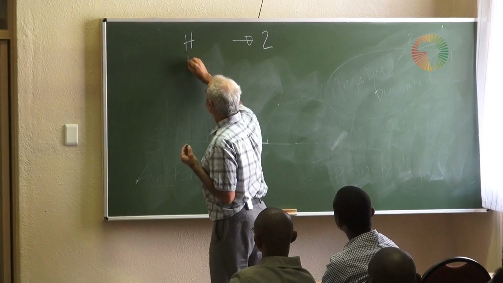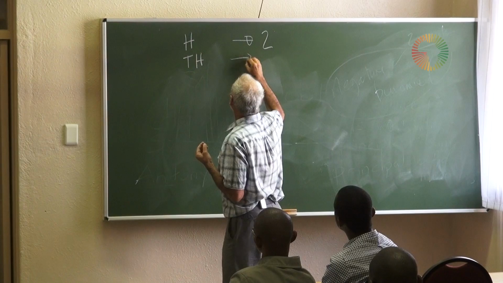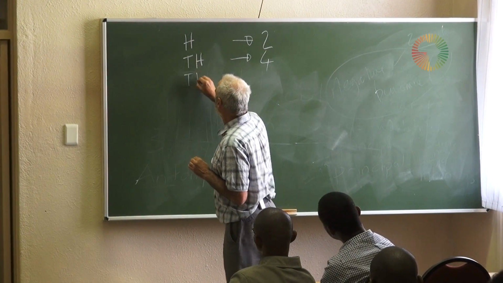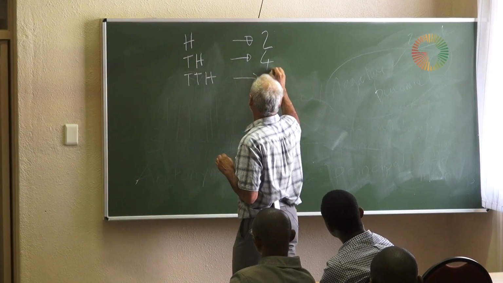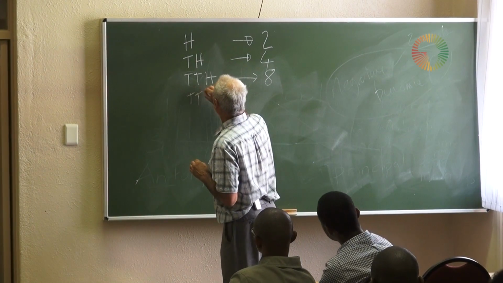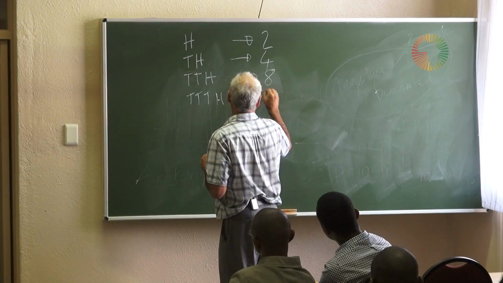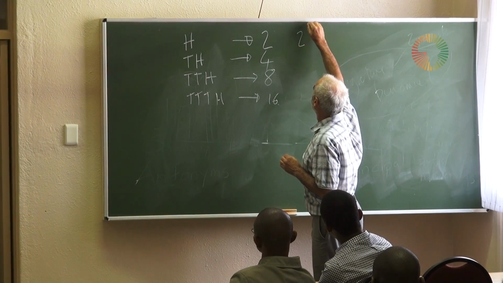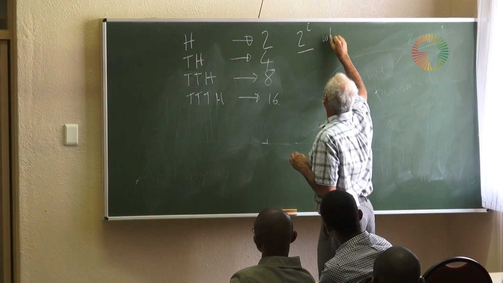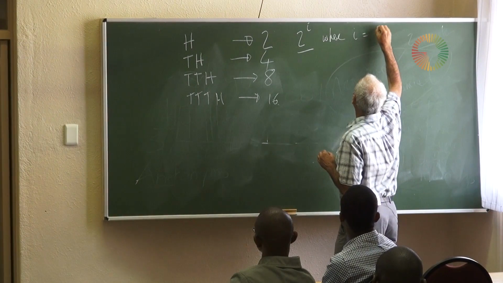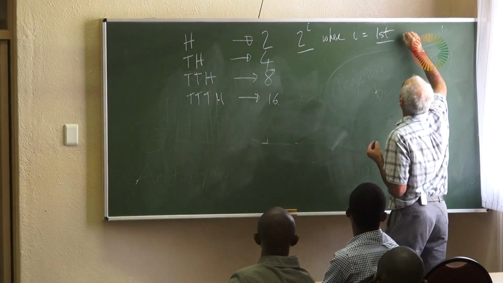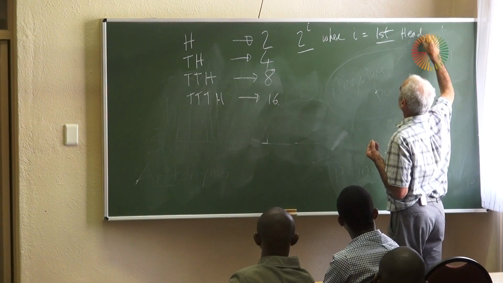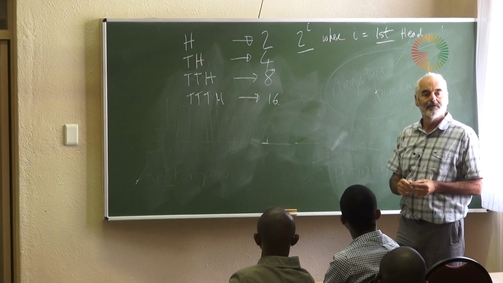If I get it on the second one, I give you 4 round. If I do tail, tail, head on the third one, I give you 8 round. If I get tail, tail, tail, head, I give you 16 round. So I'm giving you 2 to the i, where i equals the position of the first head. Okay, so there's a good game.